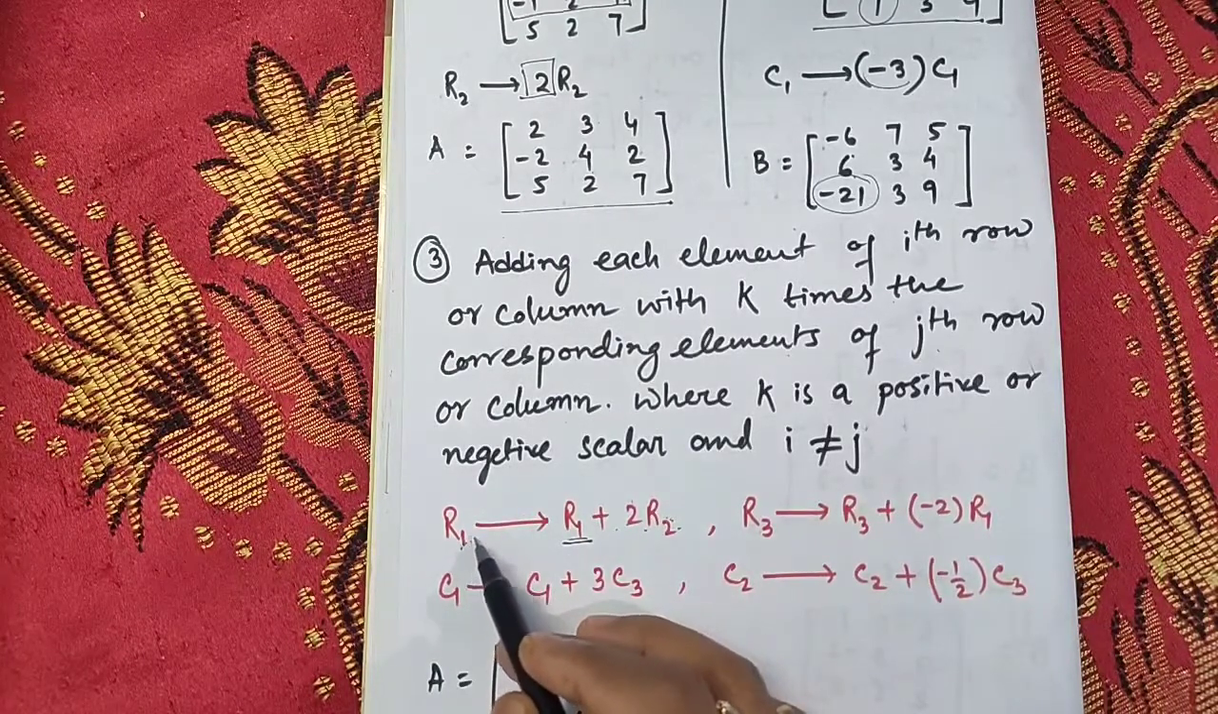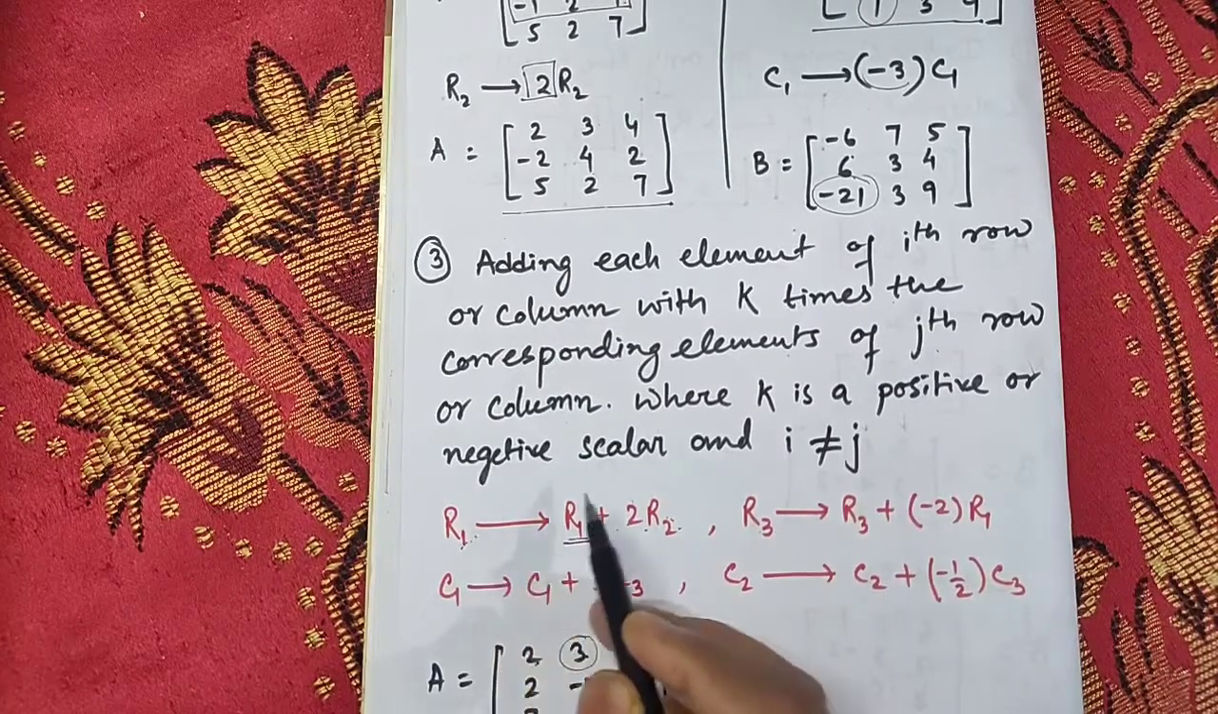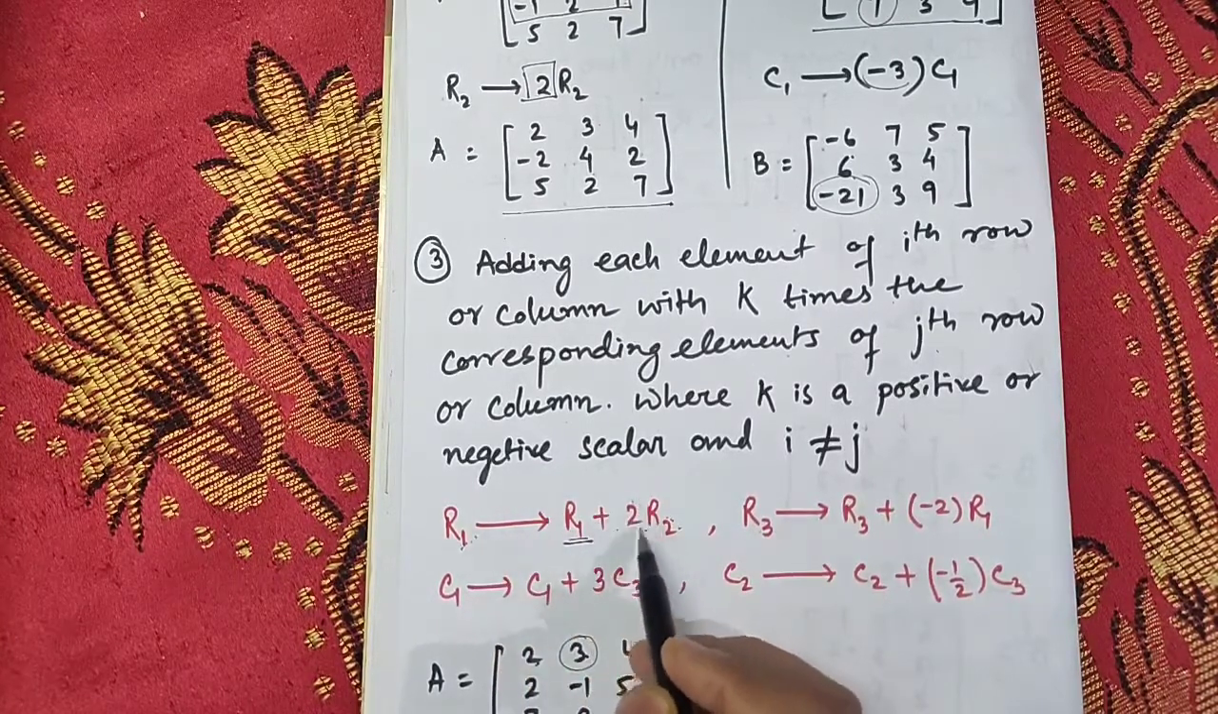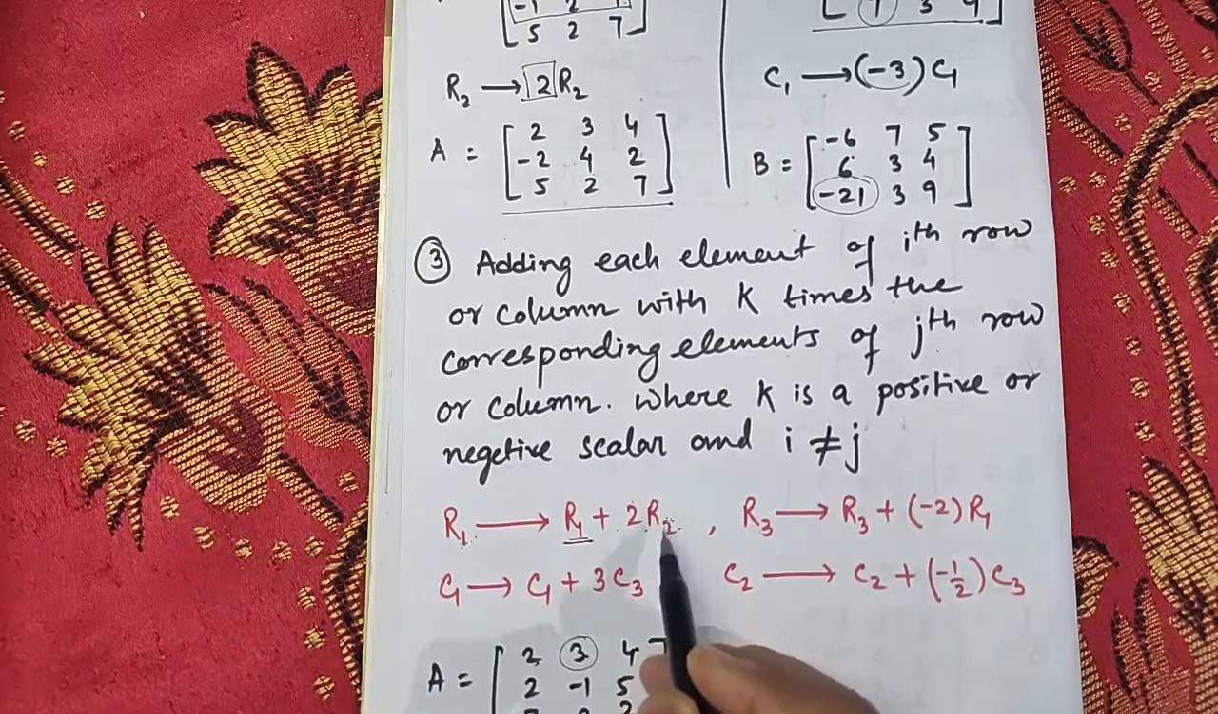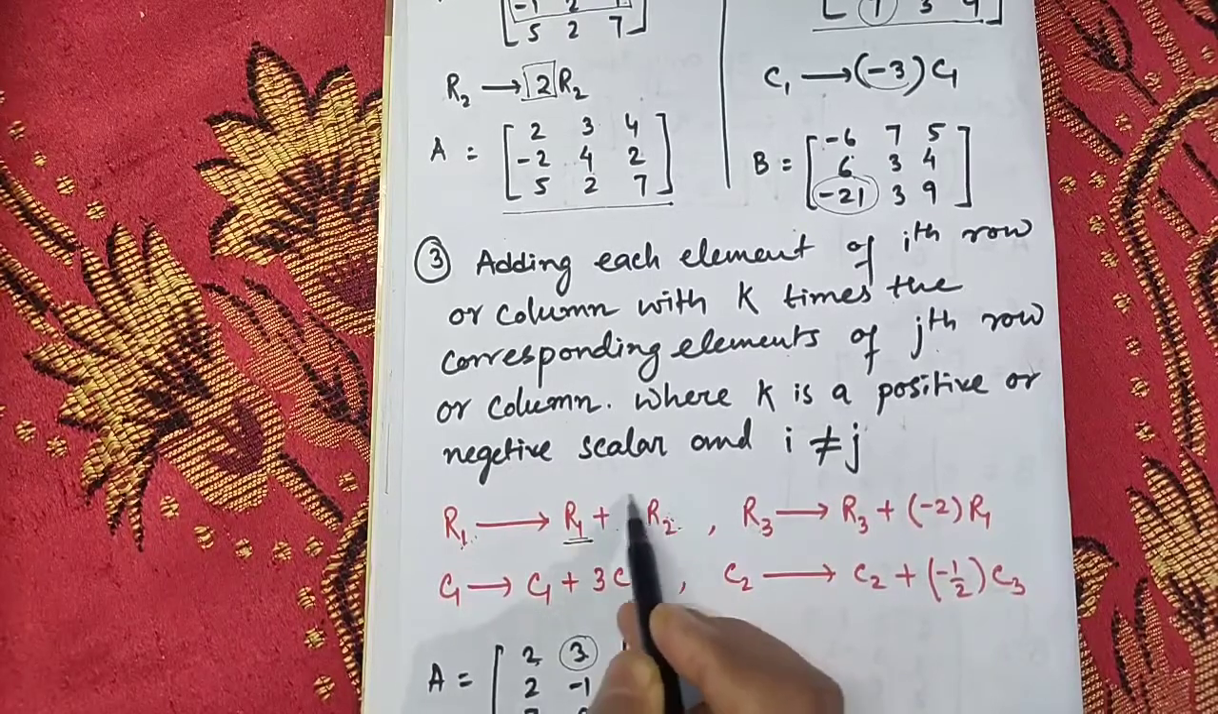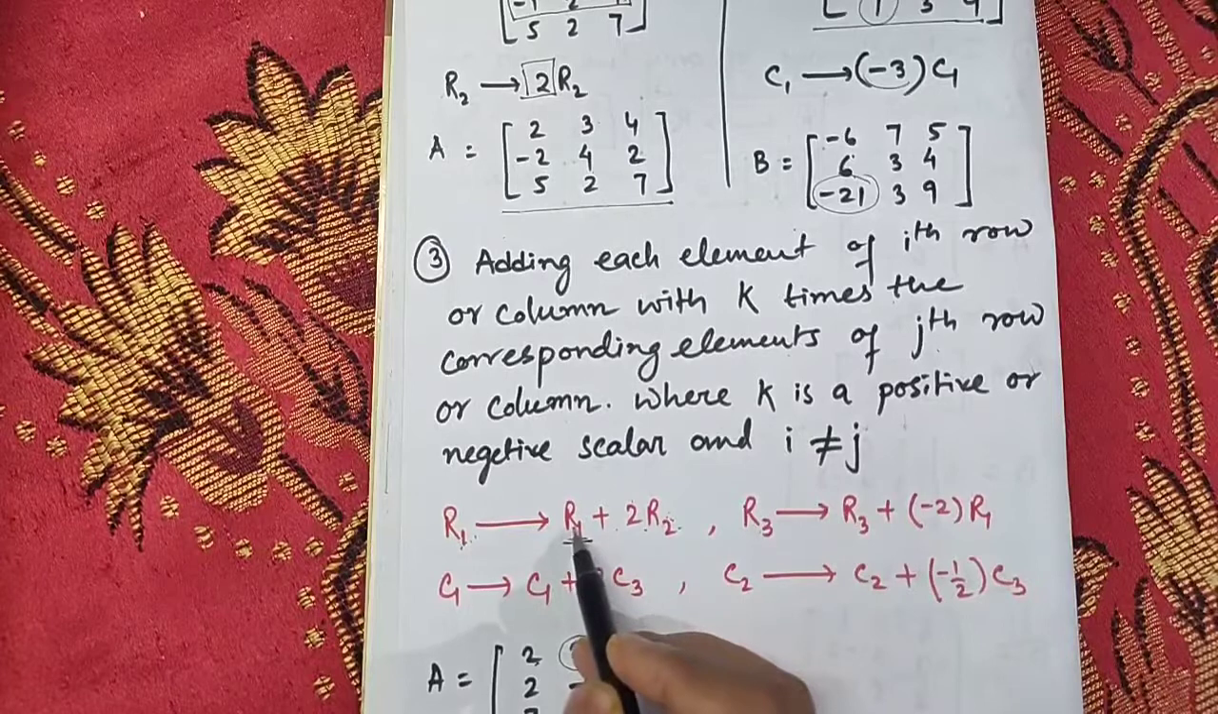So if you want to change R1, you have to multiply a scalar with another row, that means R2, and add this quantity to the elements of R1, with the corresponding elements of R1.